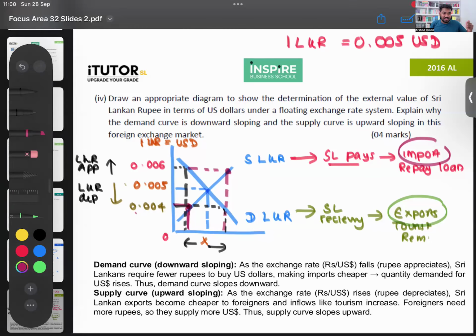For a direct quotation, the difference is you will have the demand and supply of the US dollar, and then you work the other way around. Same logic. So for this answer, for 2 marks, you have to draw the diagram. The answer format will be: for 2 marks, the diagram; for 1 mark, why the demand curve is downward sloping; for 1 mark, why the supply curve is upward sloping.